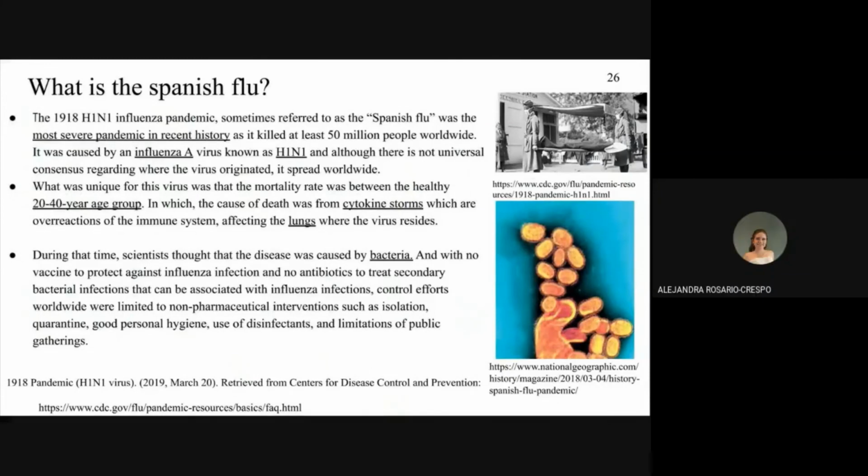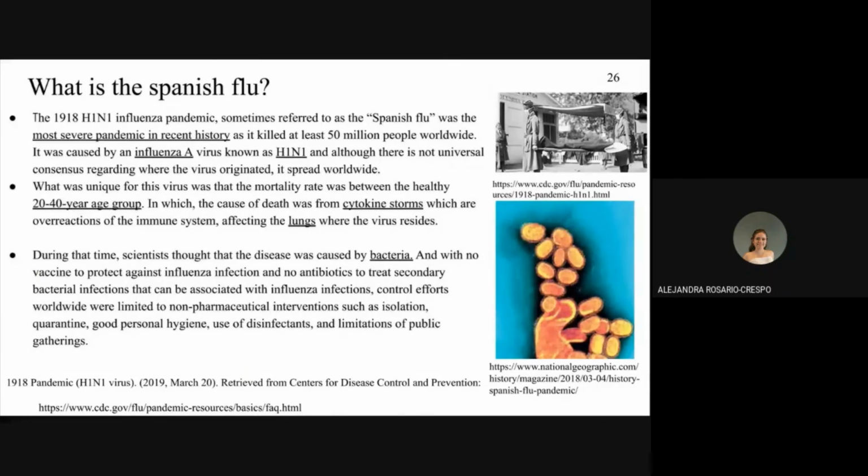As we can see from the timeline, this pandemic had a very big impact on our history. This is because it was the most severe pandemic in recent history. We're talking specifically about the influenza A virus known as H1N1.